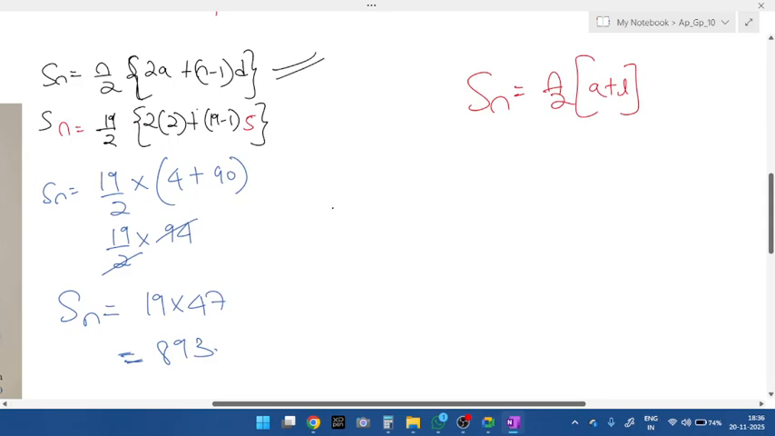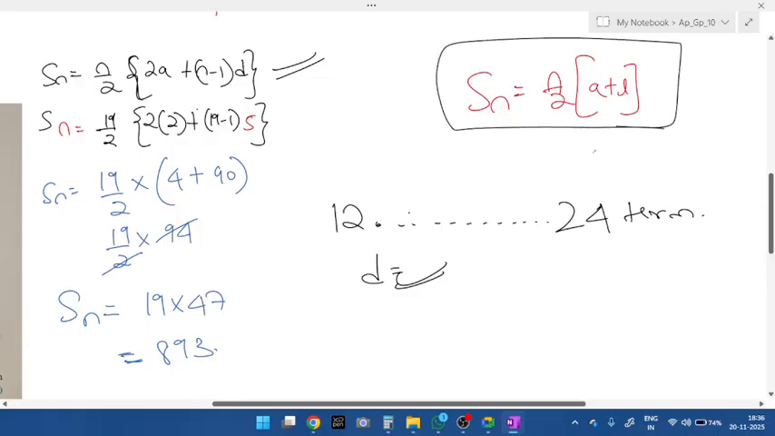Sometimes they'll give questions like this. They'll just give 12, dot dot dot, and they'll give 24. Only if two terms are there together will you be able to find the difference, right? So that time, how do you find the sum, students? That time there is a formula. This is the formula we use: S of n equals n divided by 2 into a plus l.